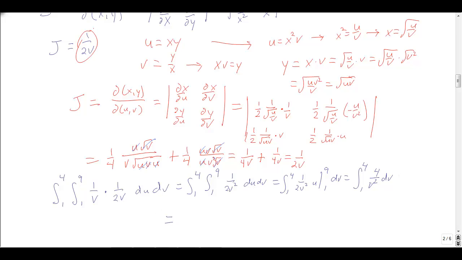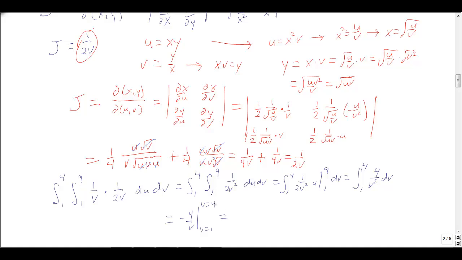And then when you integrate v to the negative 2, it's going to go to v to the negative 1. So you get a negative 4 over v. And your bounds are going to go from v equals 1 to v equals 4.